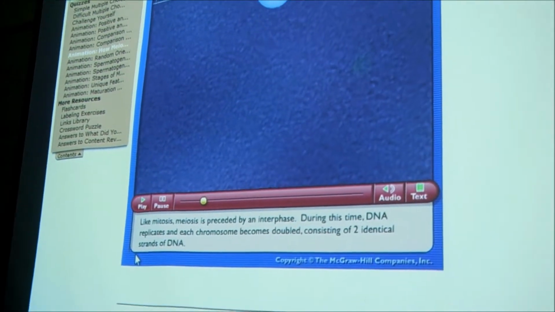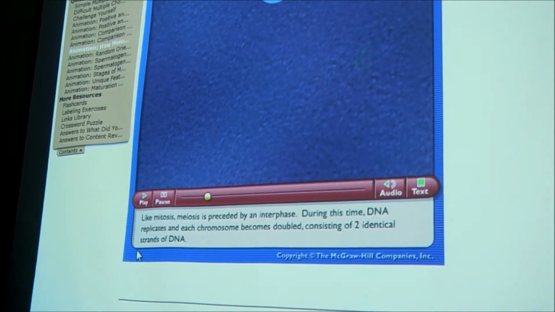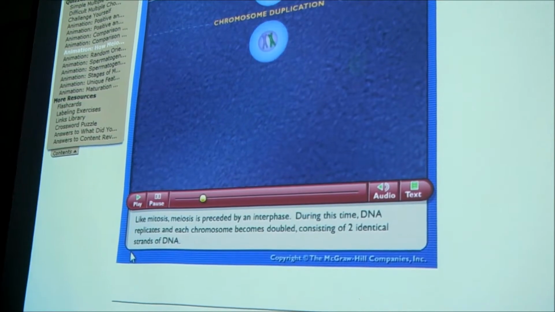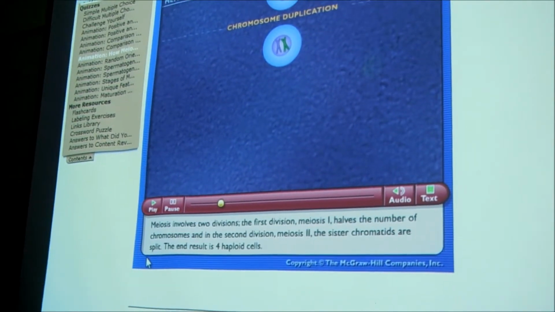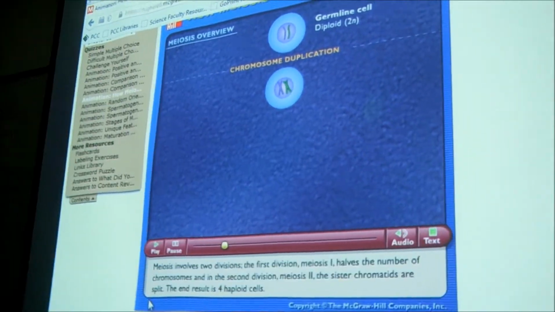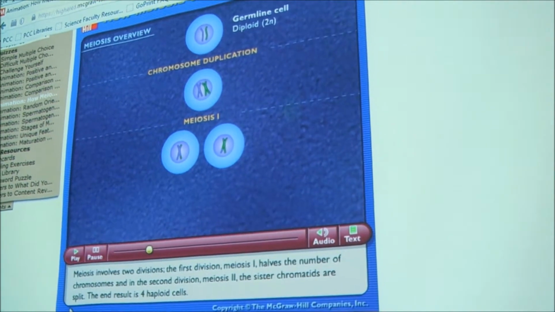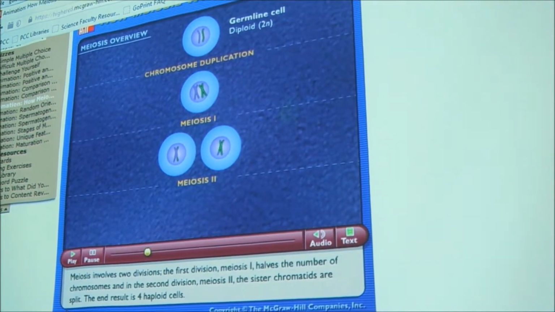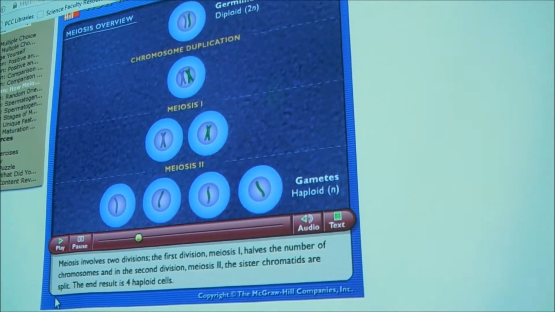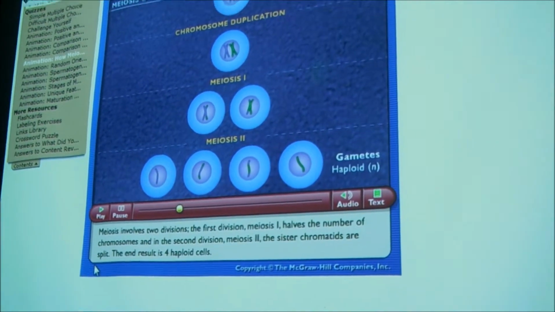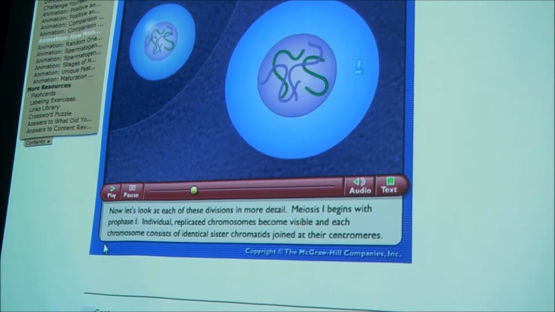Like mitosis, meiosis is preceded by an interphase. During this time, DNA replicates and each chromosome becomes doubled, consisting of 2 identical strands of DNA, or the chromatids. Meiosis involves 2 divisions. The first division, meiosis 1, halves the number of chromosomes, and in the second division, meiosis 2, the sister chromatids are split. The end result is 4 haploid cells. Every time. Always 4. Now let's look at each of these divisions in more detail.